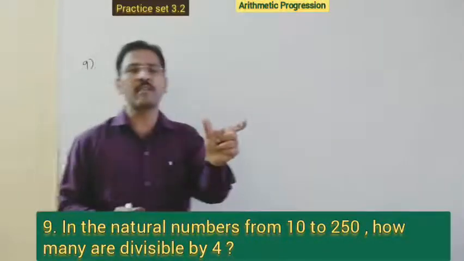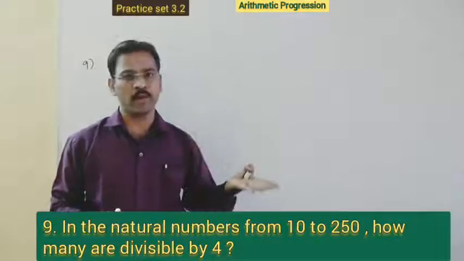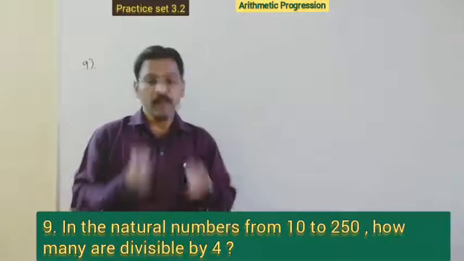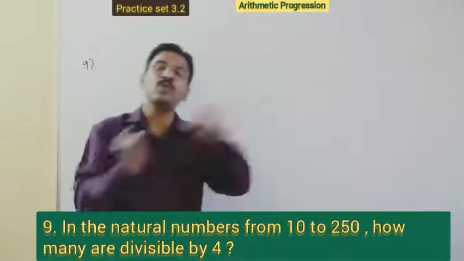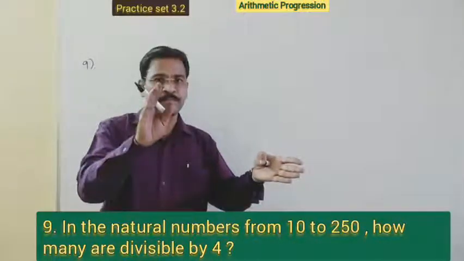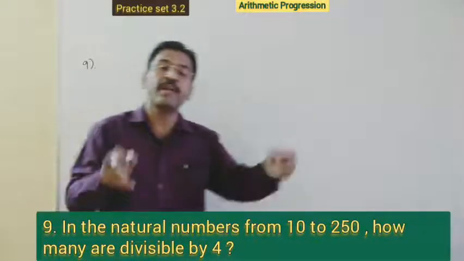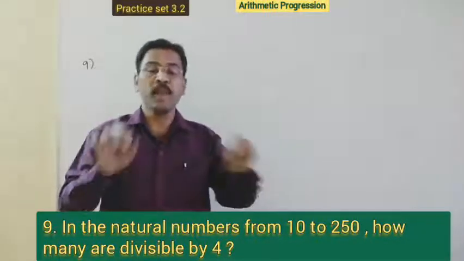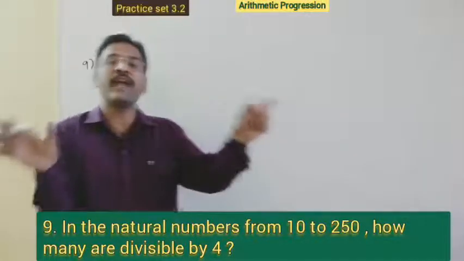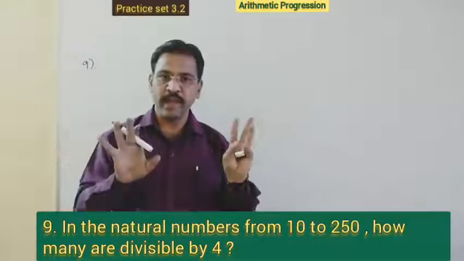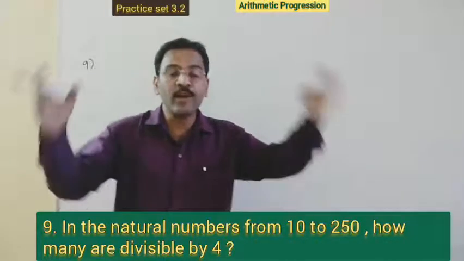So all natural numbers will always be an arithmetic progression. Why? Because the common difference is 1 everywhere. Now what is given to us is from 10 to 250. So friends, from means 10 also and 250 also, both are included. But sometimes "in between 10 and 250" is told to us, so both are excluded. Okay. So now we are going to think both are included.